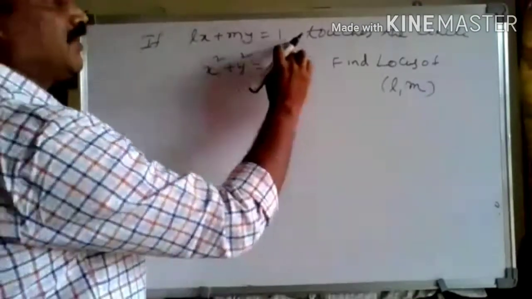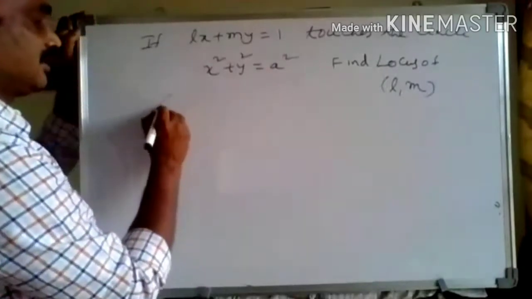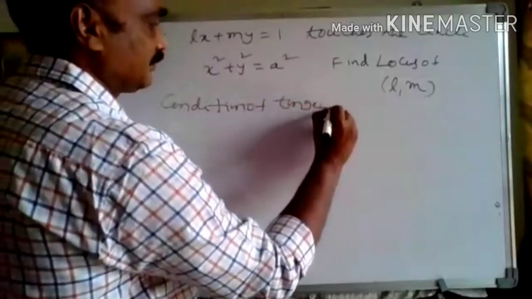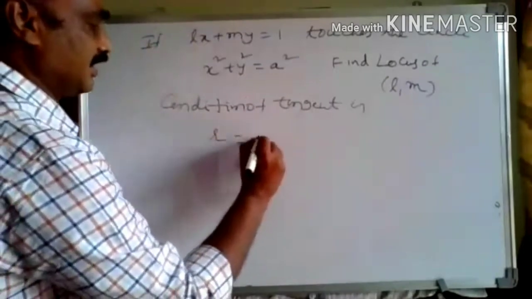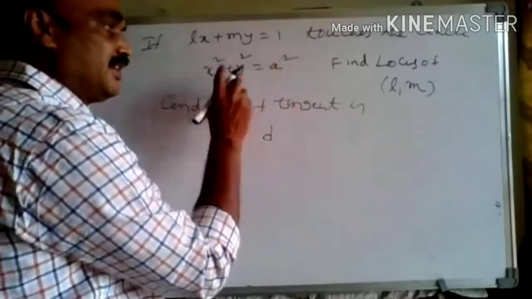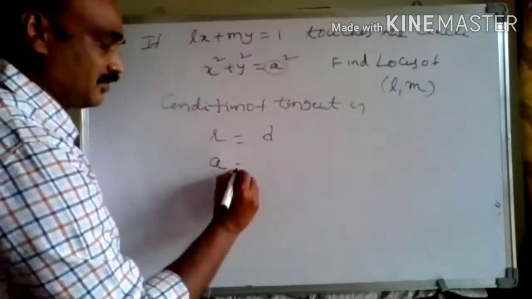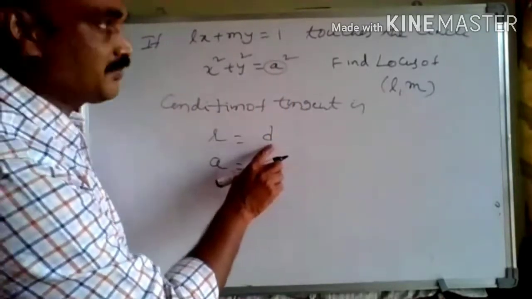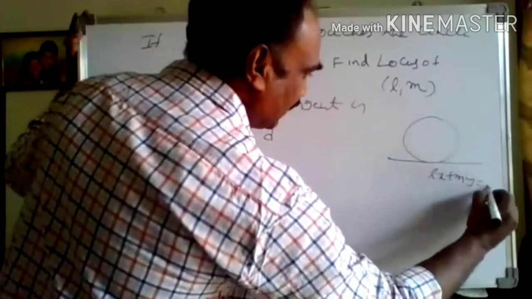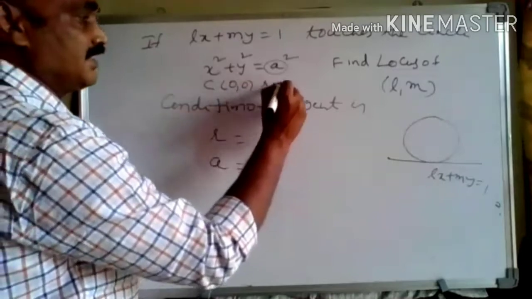Here Lx plus My is equal to 1 touches the circle, which means tangent. What is the tangent condition? The condition of tangent is R is equal to d. R means radius. Here x square plus y square is equal to a square, that is x minus 0 whole square plus y minus 0 whole square is equal to a square. Radius is a. So a is equal to d, the perpendicular distance from the center to the line Lx plus My is equal to 1. The center is 0 comma 0, radius is a.